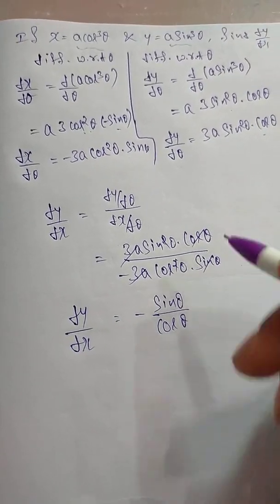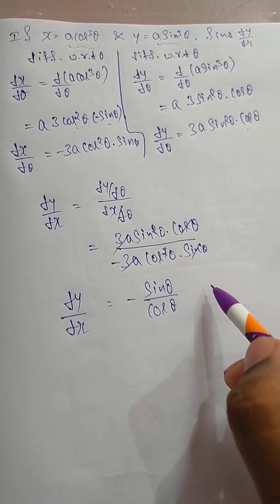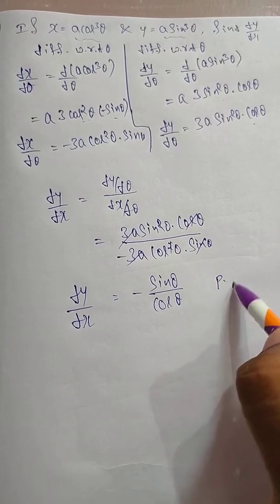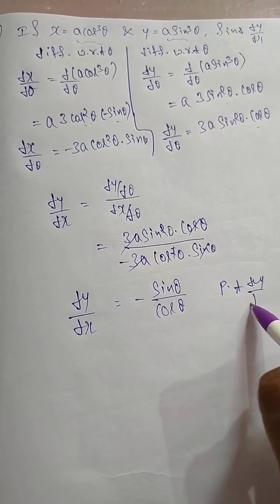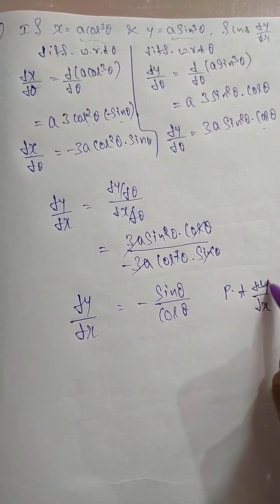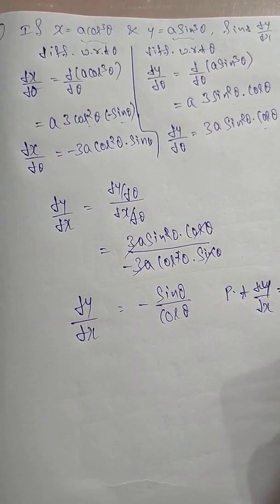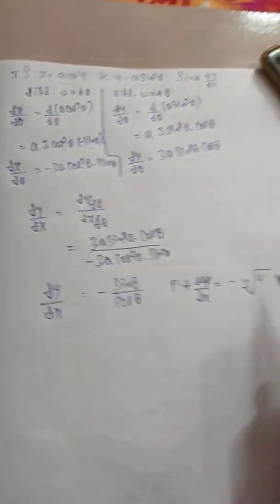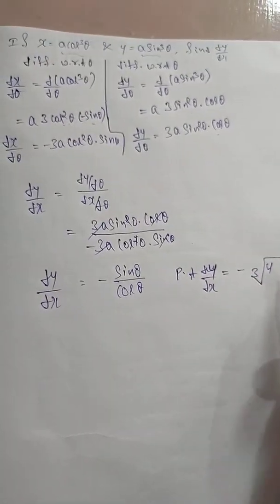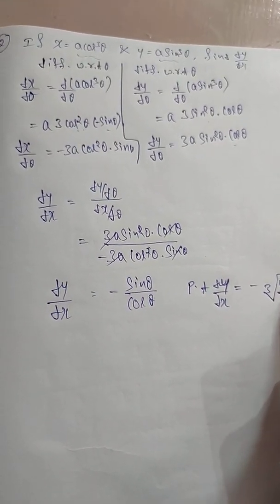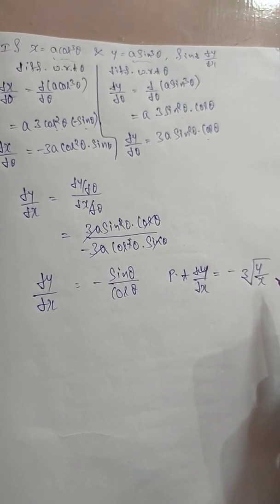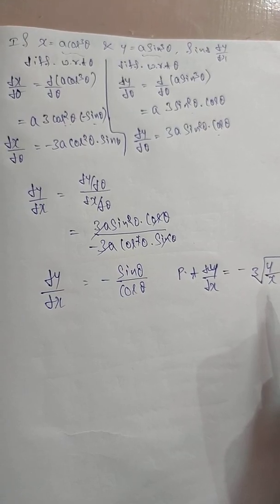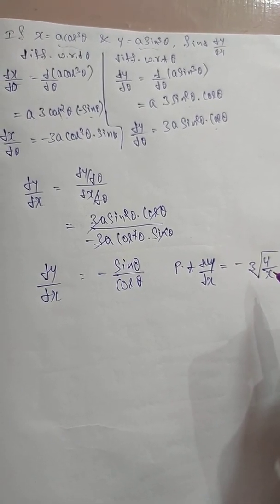Sometimes they ask like this: prove that dy by dx is equal to minus cube root of y by x. One time they ask a question like this: minus cube root of y by x. So how to prove this minus cube root of y by x?